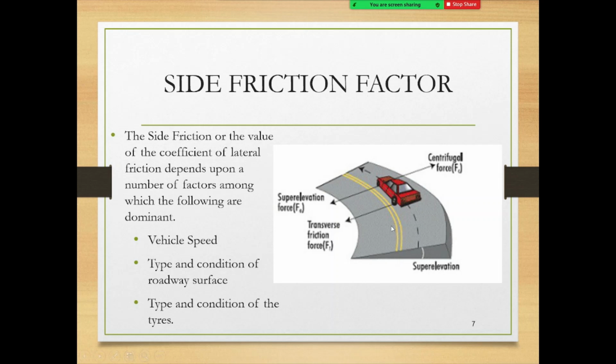So now you can see that the vehicle is traveling. And now what happens? There comes a centrifugal force like this. And so they say this is super elevation force. Of course, there is nothing called super elevation force. It is the friction force, right? This is transverse friction force. They have taken transverse friction force like this, and super elevation force is a component of the weight.